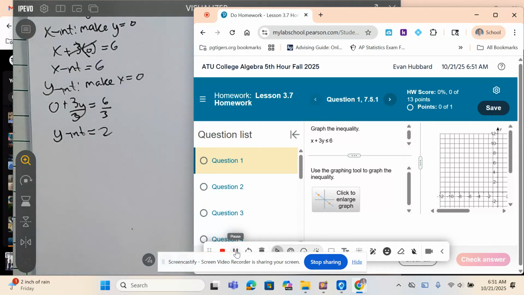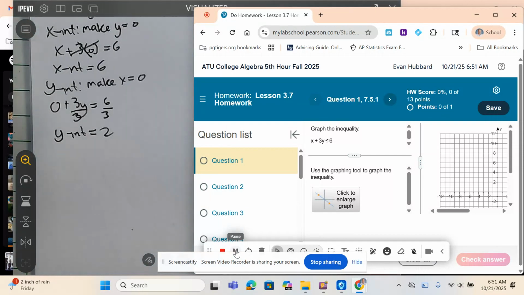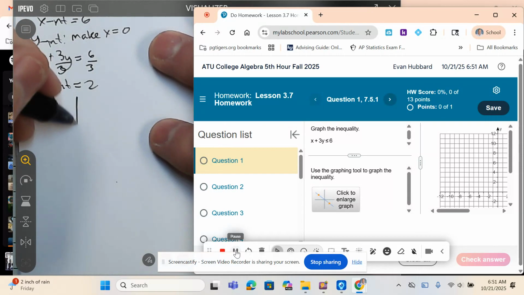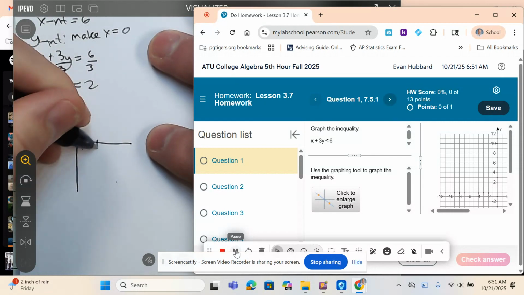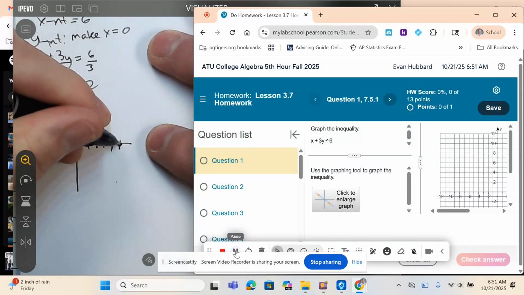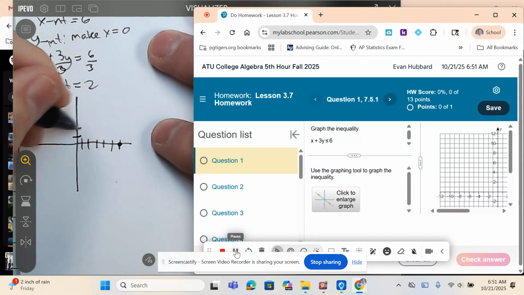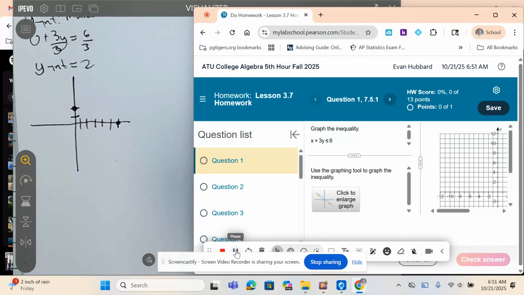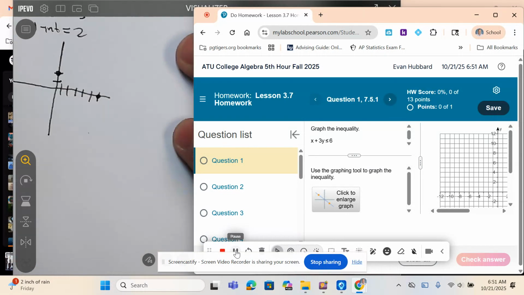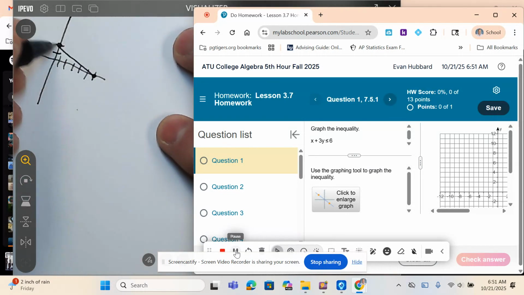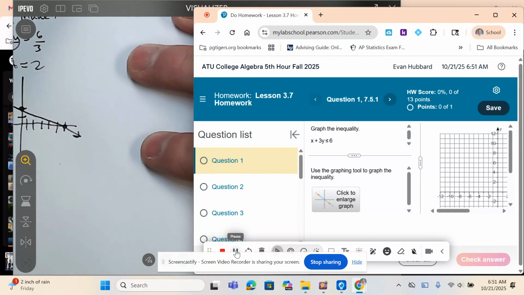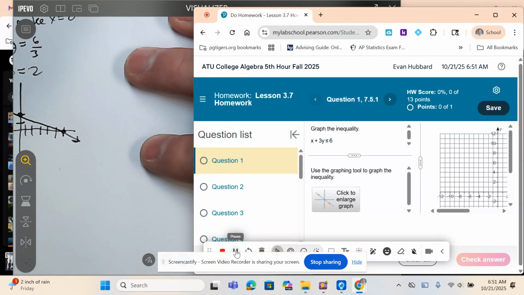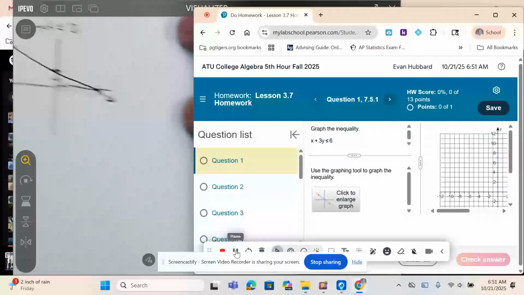So now I'm going to plot these points on a graph. My x-intercept is 6, 4, 5, 6. There's my x-intercept. My y-intercept is 2. Now I'm going to pick a point that's not on there. And by the way, this is going to be solid, because it's equal to. So it's solid. And now I need to pick a point.